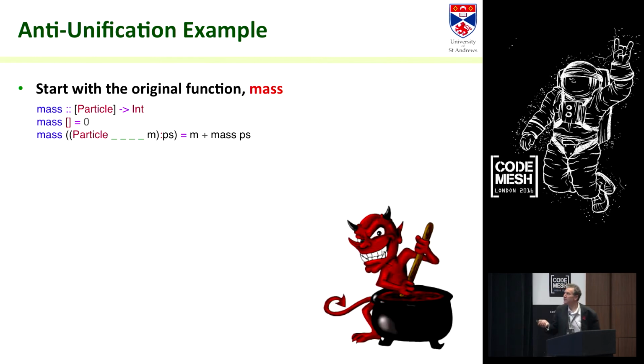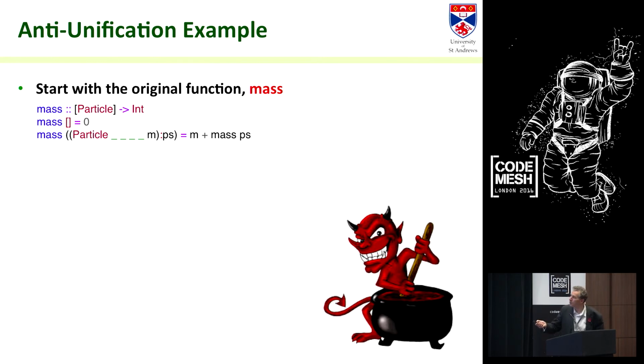So how does this work? Start with the original program. Start with the original function. This is part of a particle simulator, so it's the mass calculation. What it does is take a list of particles and works out the energy. It doesn't really matter what it does. I don't care. I'm a computer scientist. Bit of code. But that's what it looks like.